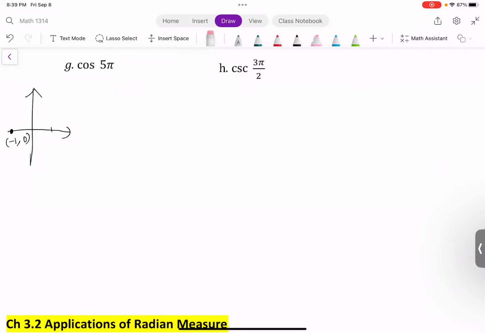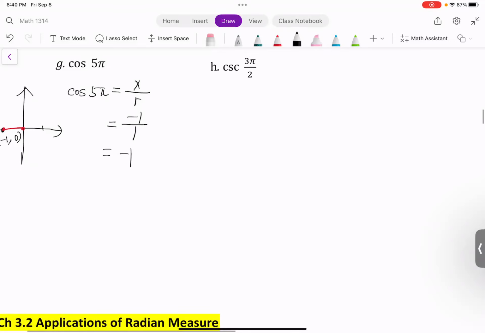trig function values. And for this one, cosine 5 pi equals x over r. What is the x? -1. What is the r? 1, because the distance from the point to the origin is 1. So the ratio is -1.